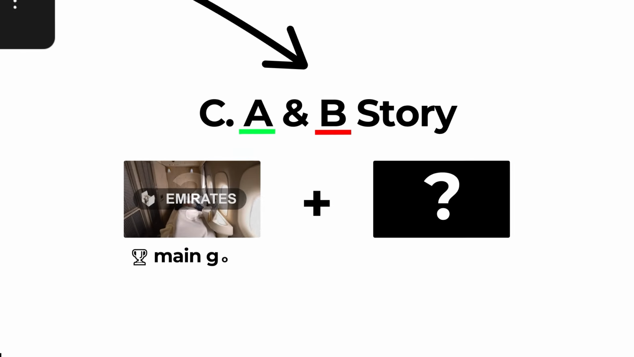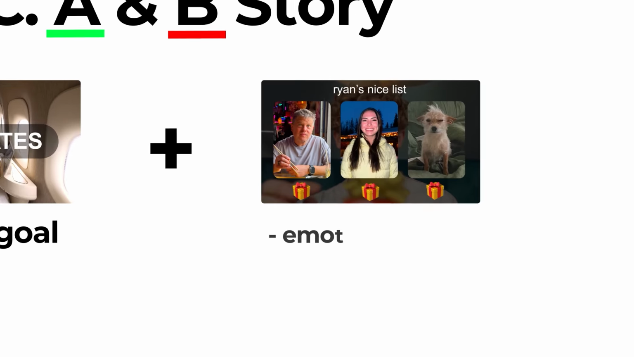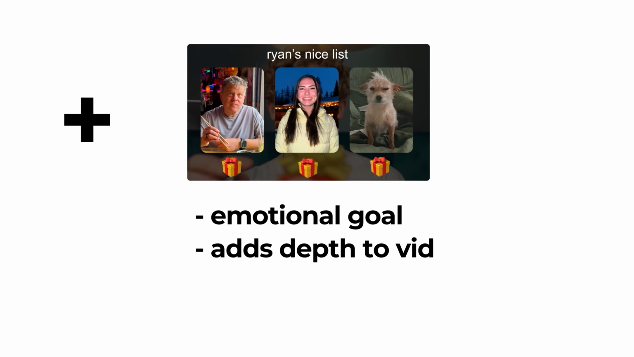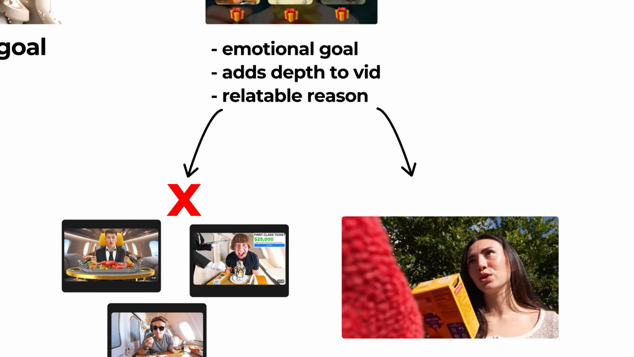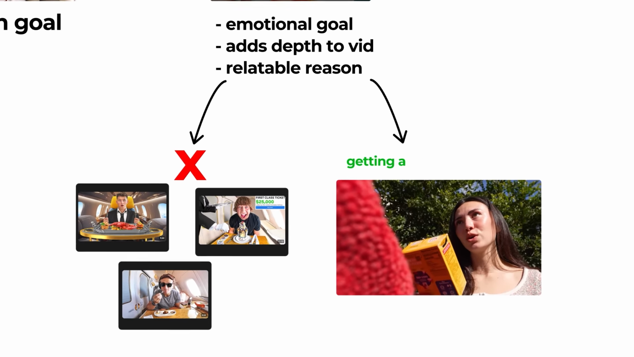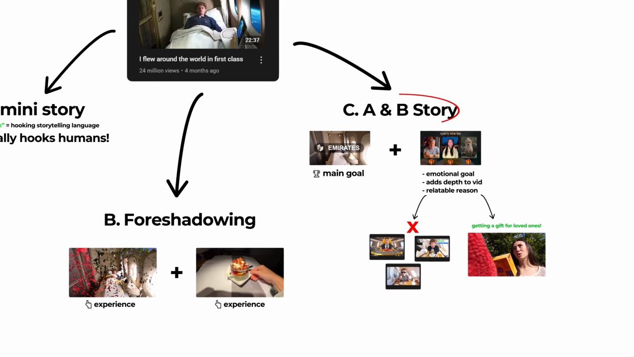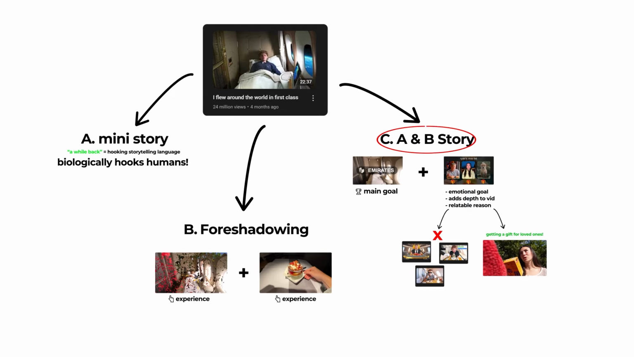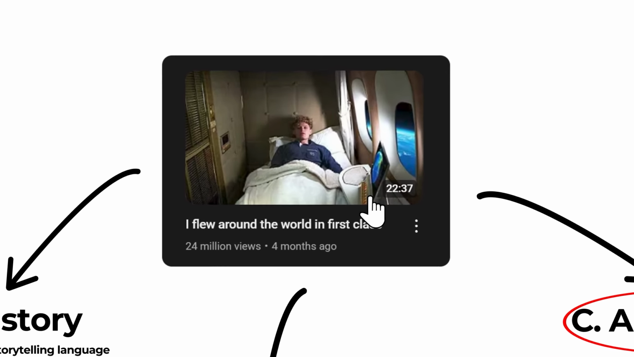The A story is just the main goal of the video, but the B story is where Ryan stands out. It's an emotional goal. It adds depth to the video. He's not just experiencing first class like every other YouTuber, he adds a reason we can all relate to, wanting to get a great gift for his loved ones. But there is one problem with his intros. The mini story and the B story make the intro way longer. So to solve this, Ryan transitions really fast.